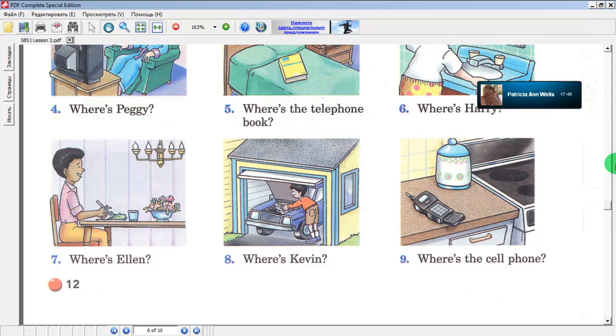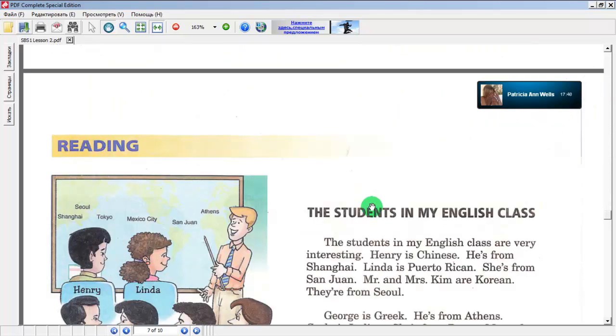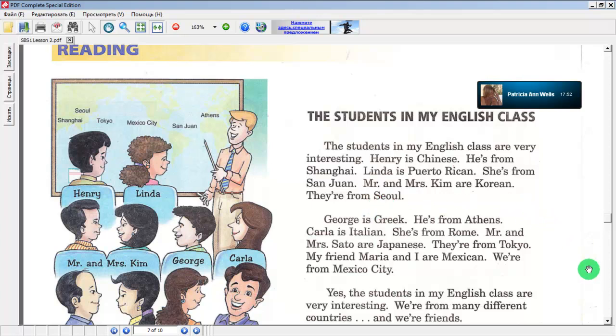Okay, now read this short text. The students in my English class. The students in my English class are very interesting. Henry is a genius. He's from Shanghai. Linda is Puerto Rican. She is from San Juan. Mr. and Mrs. Kim are Korean. They're from Seoul.